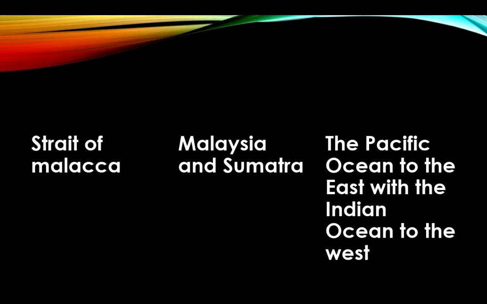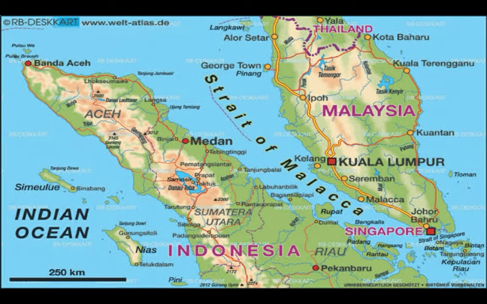The two land masses are Malaysia and Sumatra, whereas the water bodies are the Pacific Ocean to the east and Indian Ocean to the west. Let's see them on the map. We can see in the east we have Pacific Ocean, whereas in the west we have Indian Ocean, and in the east side we can see Malaysia, whereas in the west we have Indonesia, Sumatra.